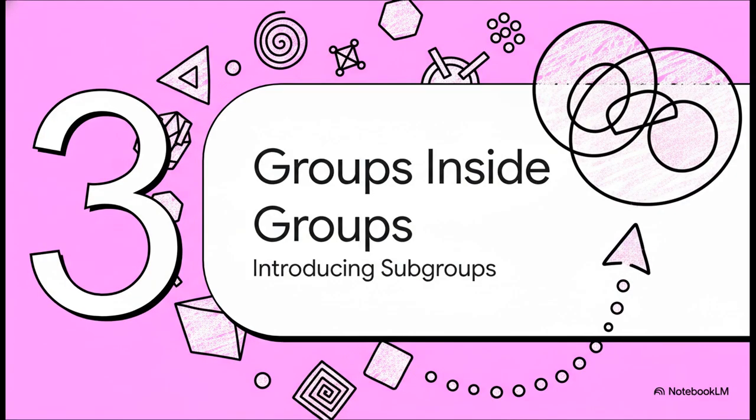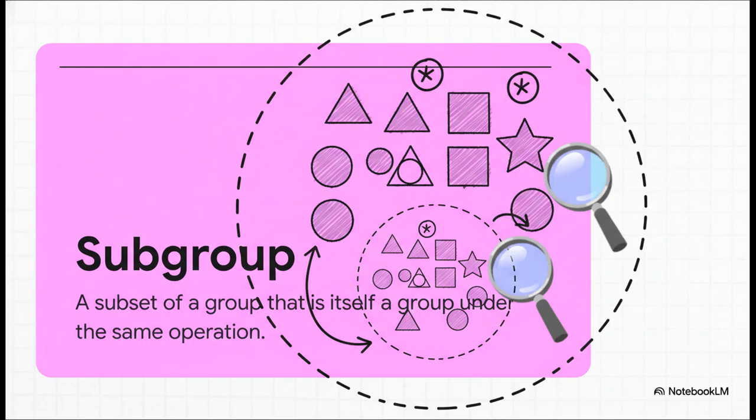But the fun doesn't stop there. Once you've got a handle on a group, you can start looking closer. And you might find entire little groups tucked away right inside of it. And we call these, you guessed it, subgroups. A subgroup is just a smaller piece of a bigger group that, if you look at it on its own, follows all 4 of those main rules perfectly. It's a fully functioning group in its own right, just living inside a larger one.